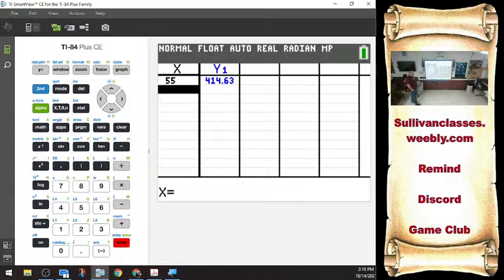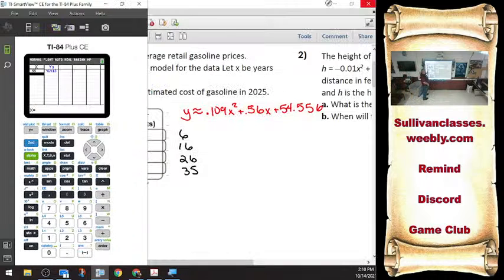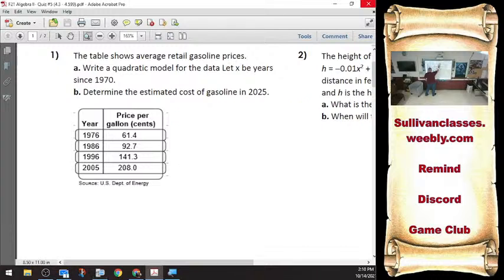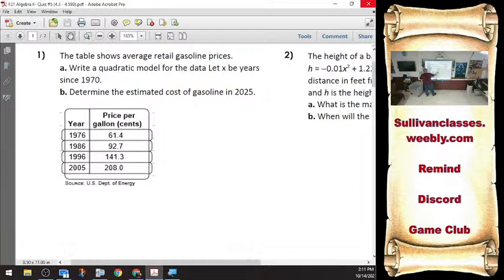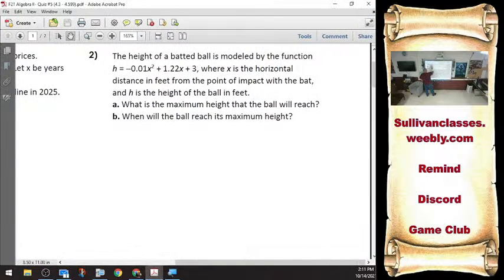So we spent a good amount of time on regression. We've done it a few times. Hopefully you're getting better with it. All right, round 2.